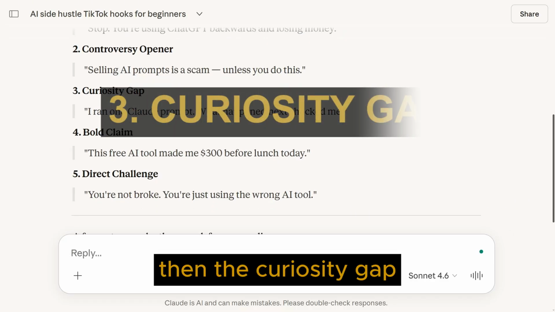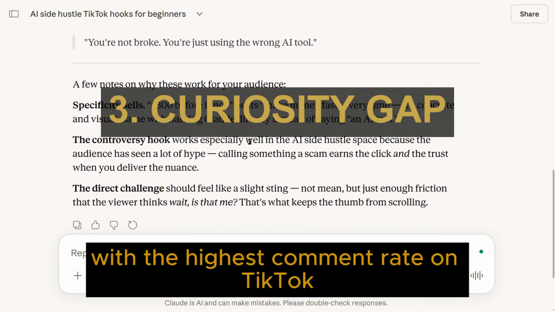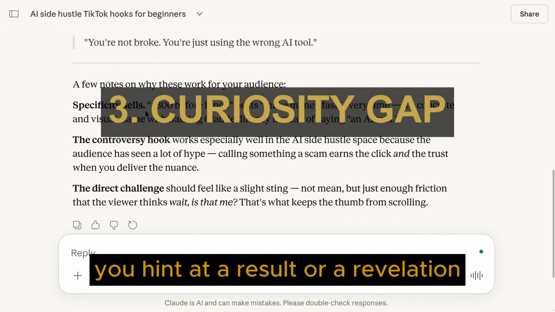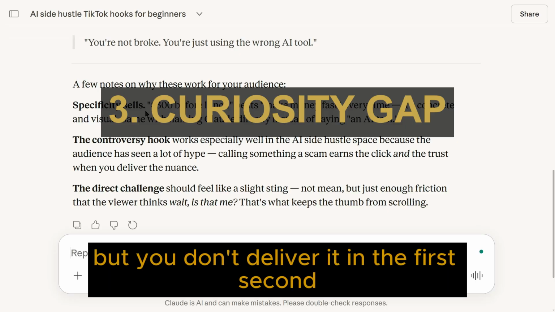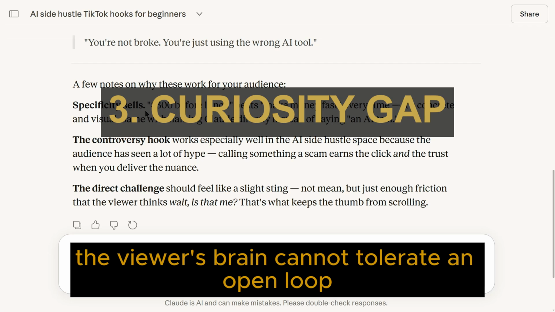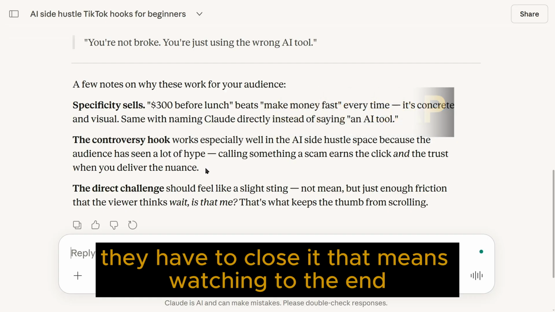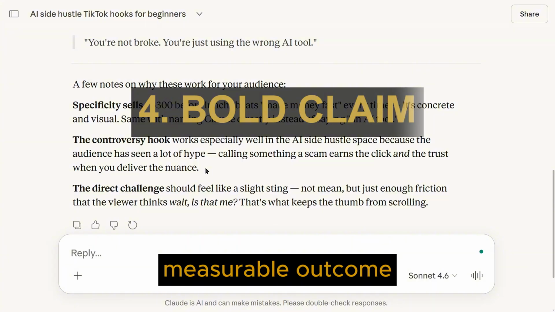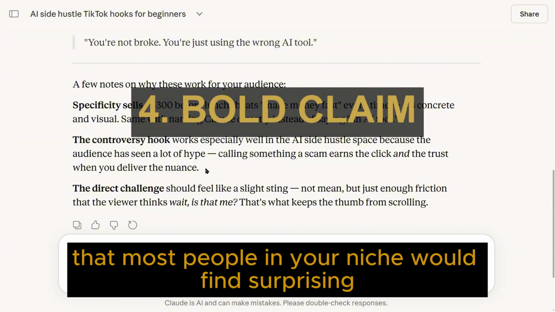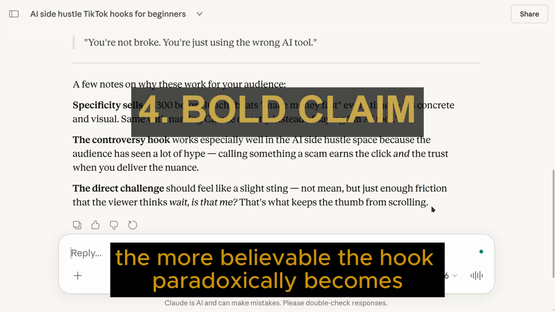Then the curiosity gap. This is the hook format with the highest comment rate on TikTok. You hint at a result or a revelation, but you don't deliver it in the first second. The viewer's brain cannot tolerate an open loop. They have to close it. That means watching to the end. Then the bold claim, a specific measurable outcome that most people in your niche would find surprising or hard to believe. The more specific the number, the more believable the hook paradoxically becomes.